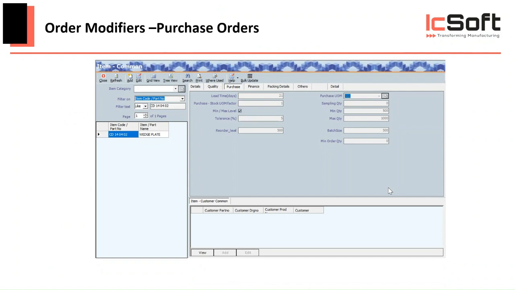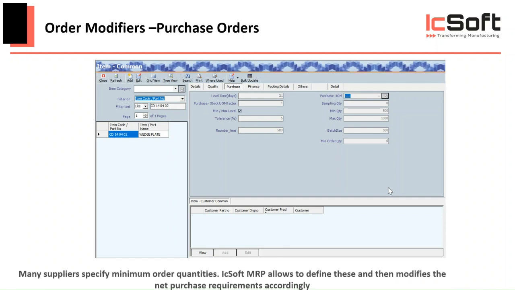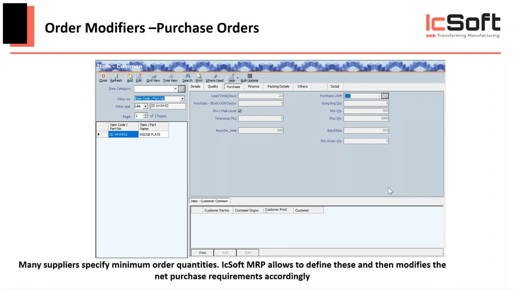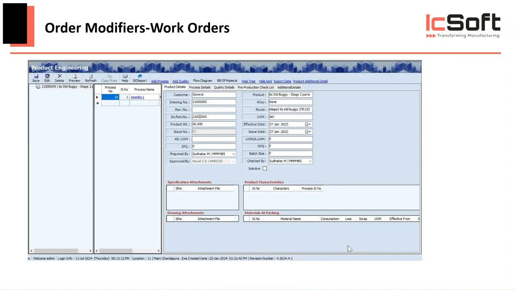We need to modify the net requirements because suppliers may have MOQs, minimum order quantities. For example, if the net requirement was 10 and the agreed minimum order quantity with the supplier is 20, we need to generate an order on the supplier for 20. So IcSoft MRP allows us to define these order modifiers in the masters. Order modifiers for work orders also work in a similar fashion.